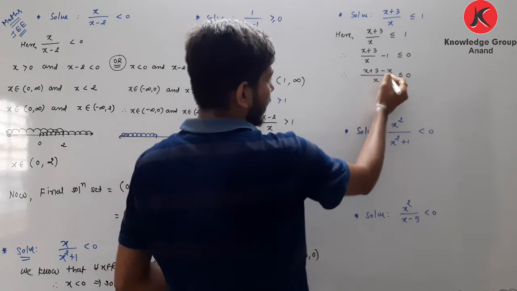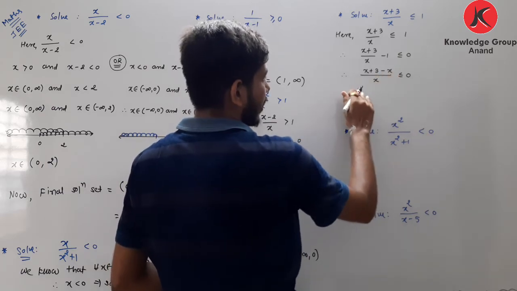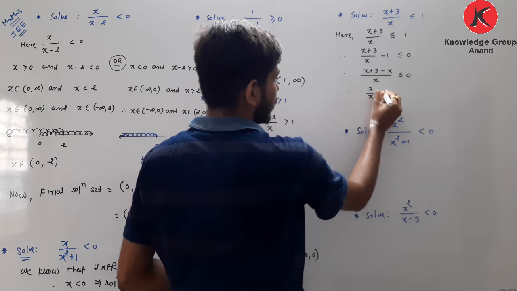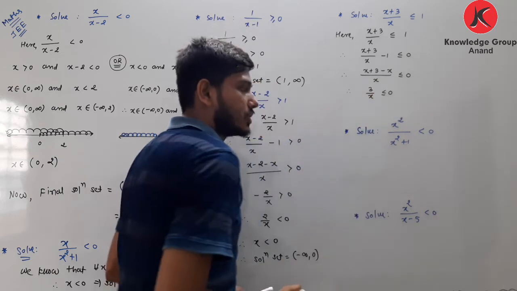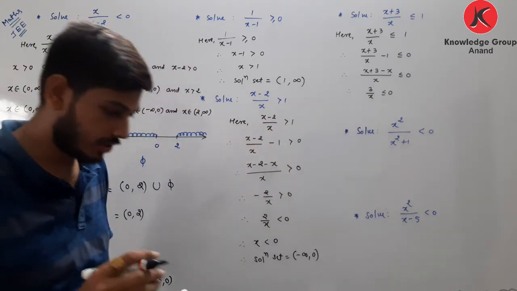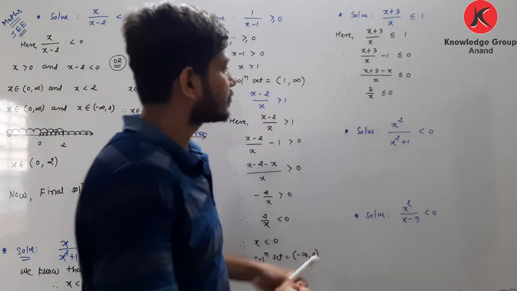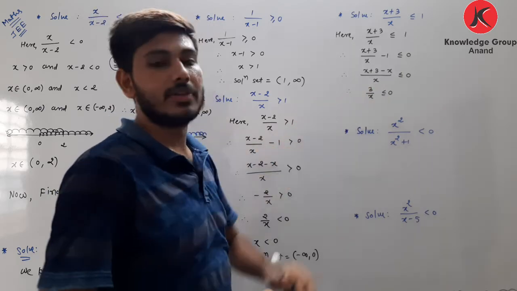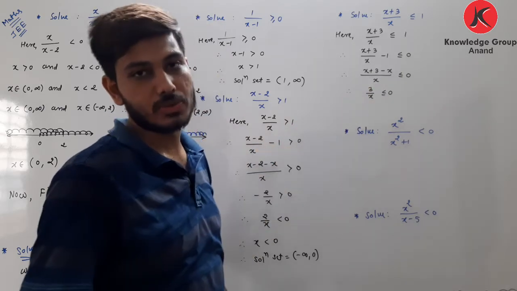Now, minus x plus x will get cancelled out. Therefore, we are getting 3 upon x which is less than or equals to 0. Now, the logic is here. The ratio 3 upon x is negative or equals to 0.